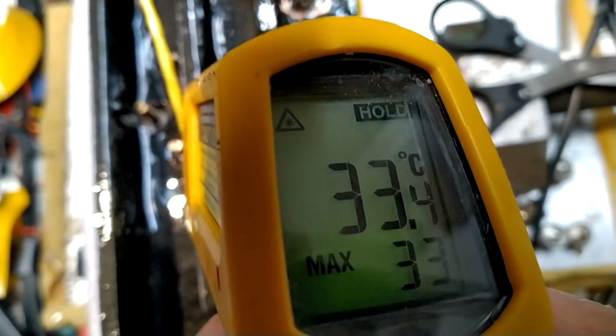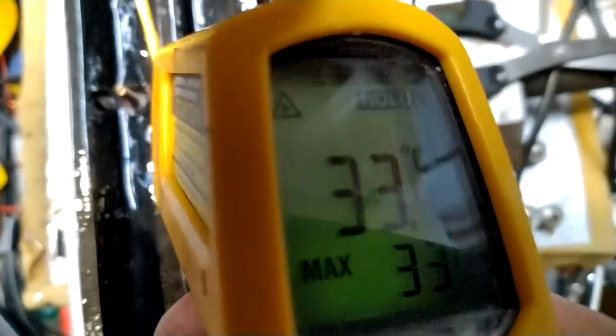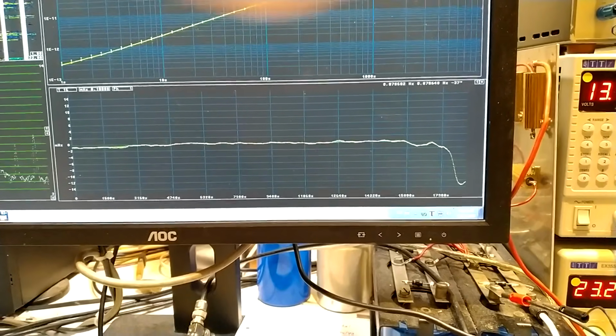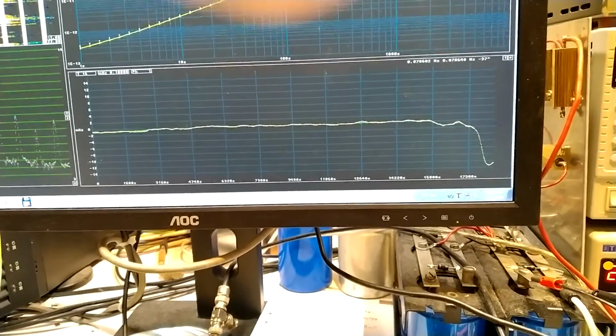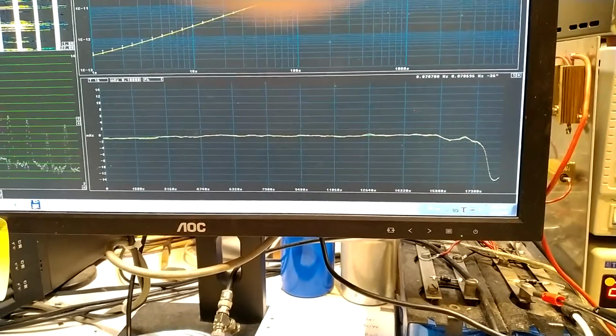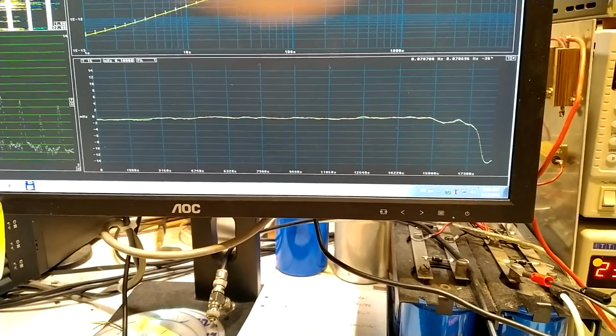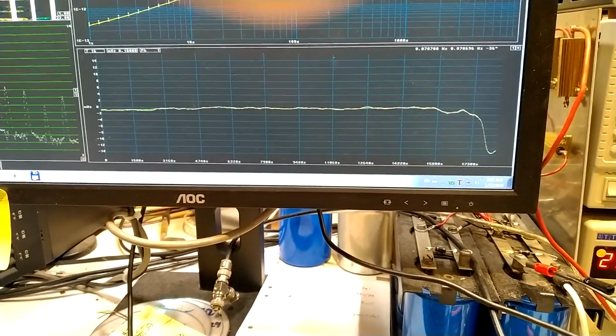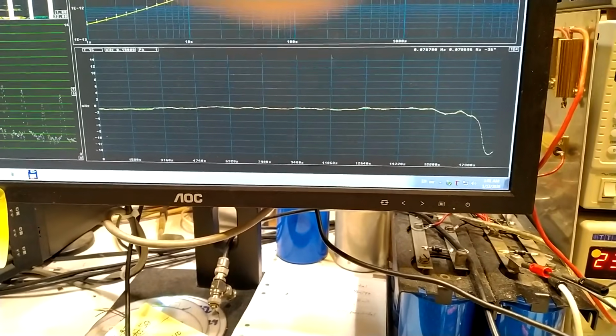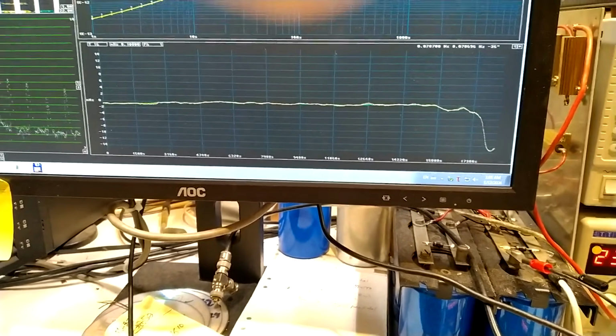It depends a little bit where I hold, but 33.5. It has increased by 1.5 degrees. And the frequency has changed by about 15 or 14 millihertz. That's not a lot, but that's for the increased temperature by 1 degree approximately.